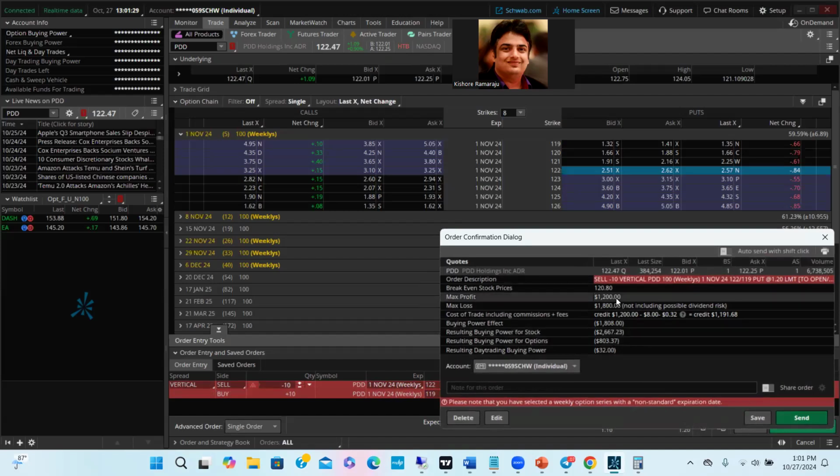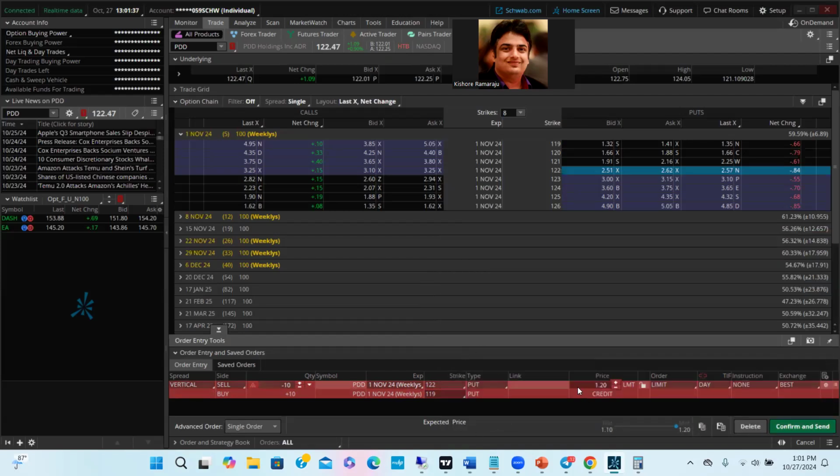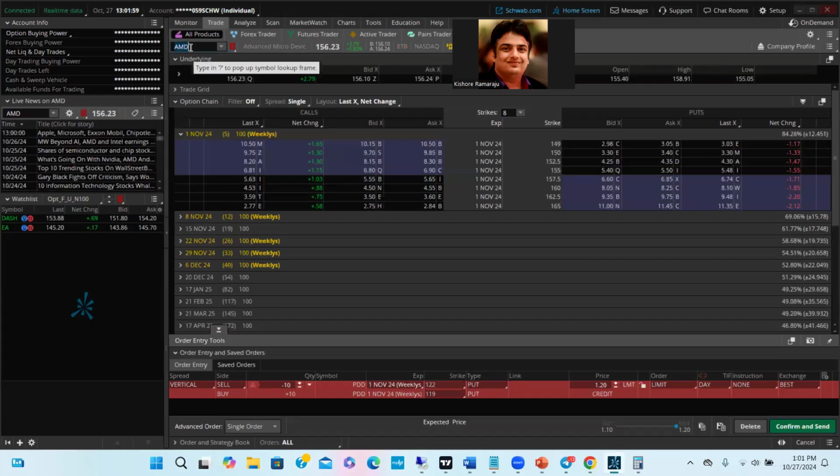Then it will tell you what the credit is and how much investment you need. And then whenever you want, you can just close the transaction. Whenever AMD drops or PDD goes up, you make 30%, 40% profit tomorrow or the day after tomorrow. You will close and take the gains. When you want to do the same thing with AMD, for example, I want to sell 157 or I want to sell 152.5.